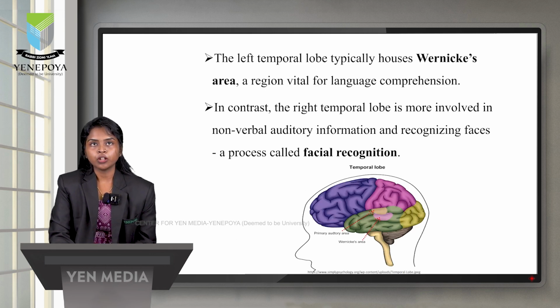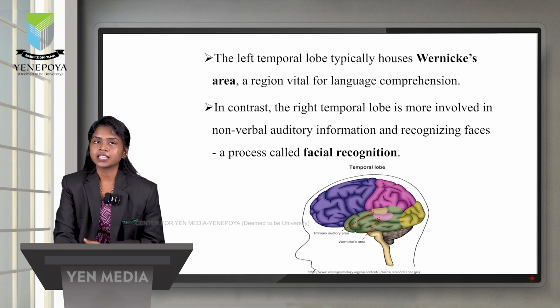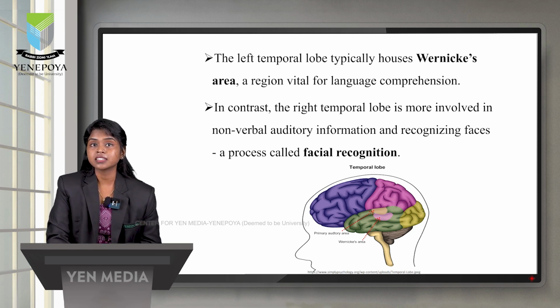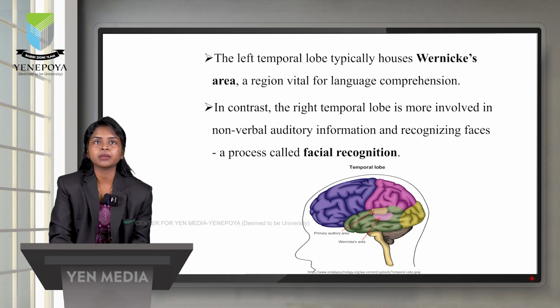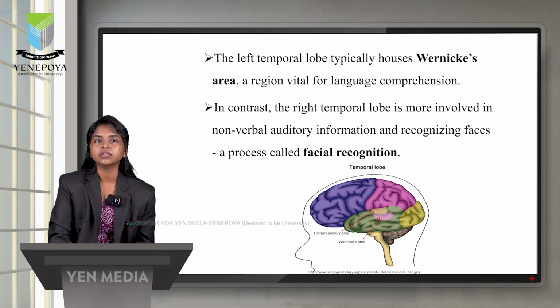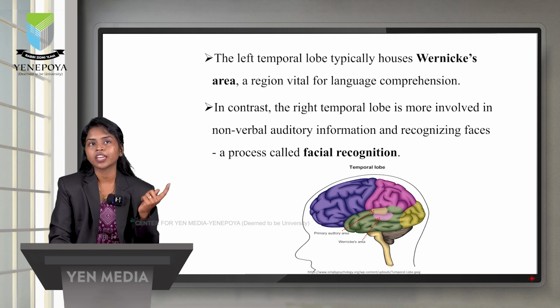The left temporal lobe typically houses Wernicke's area, a region vital for language comprehension. As we discussed how Broca's area plays a major role in the frontal lobe, likewise in the temporal lobe, Wernicke's area plays a very major role in language comprehension. In contrast, the right temporal lobe is more involved in non-verbal auditory information and recognizing faces, that is, facial recognition. Non-verbal in the sense of what we can hear through the auditory canal.